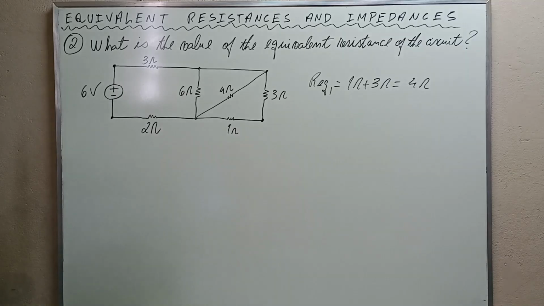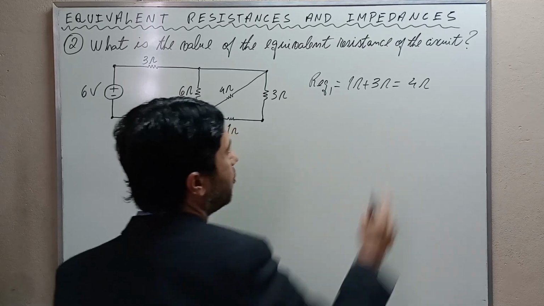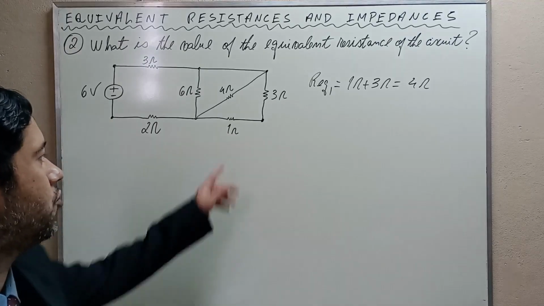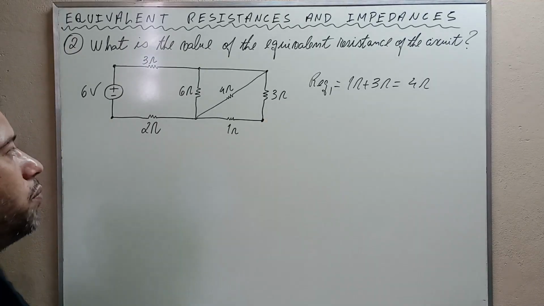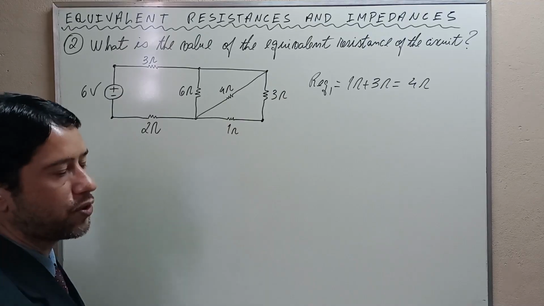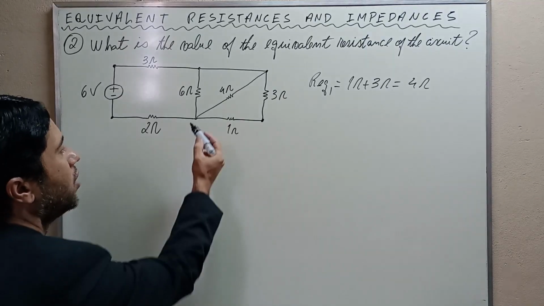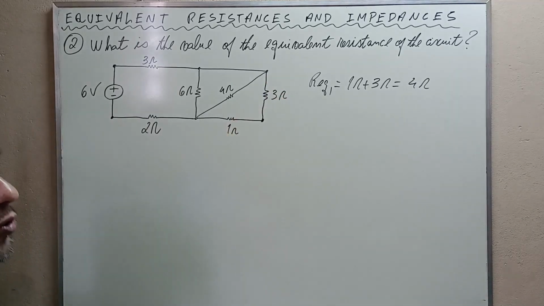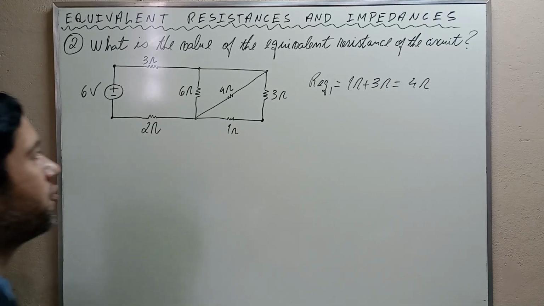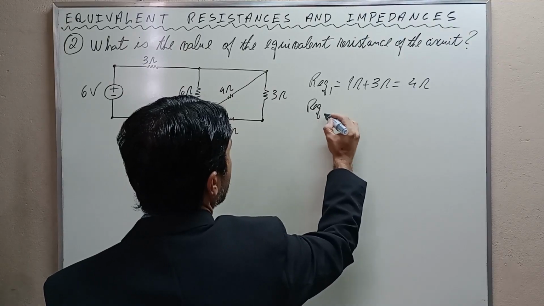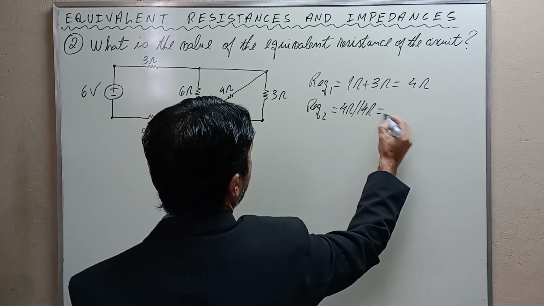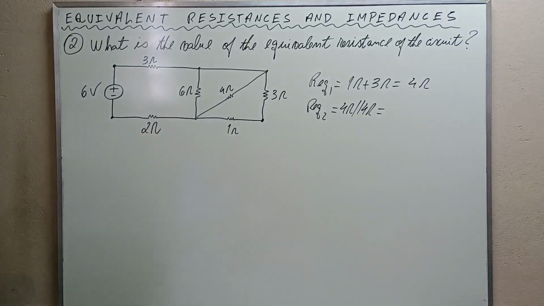Subsequently, we observe that this 4 ohms resistor, resulting from the series combination of this resistor and this resistor, will be in parallel with this other 4 ohms resistor. Why? Because they share two terminals. Whenever two resistors share two terminals, they will be thus connected in parallel. Thus, equivalent resistance number 2 is the parallel combination between two resistors of 4 ohms.